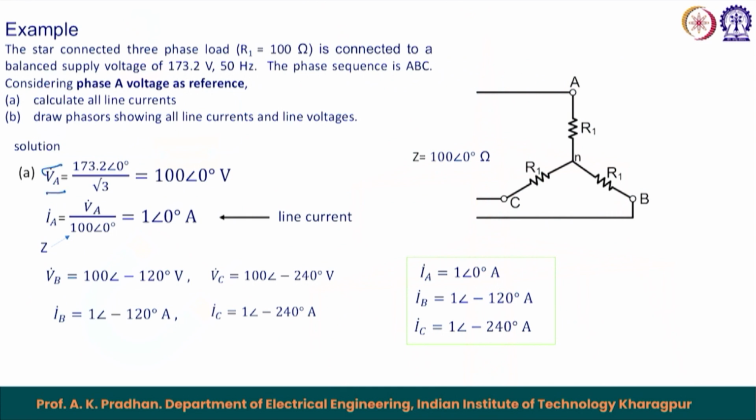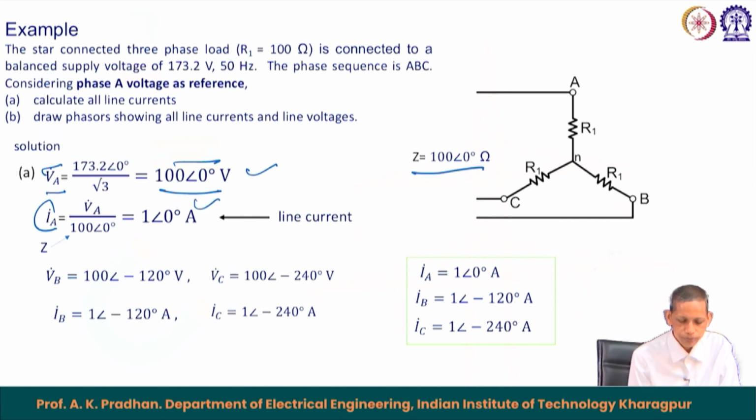So, V_A equals 100 at 0 degrees, that is 173.2 by root 3, which we already mentioned. Then I_A equals V_A divided by Z. Z here is 100 with a 0 degree angle because it is resistive only. So, that gives us 1 with an angle of 0 ampere. This is the line current, and line current equals phase current here.